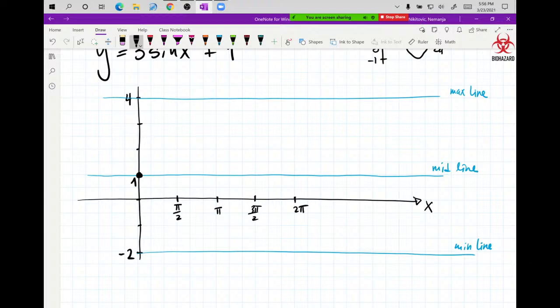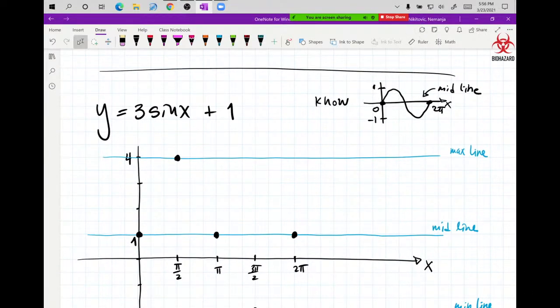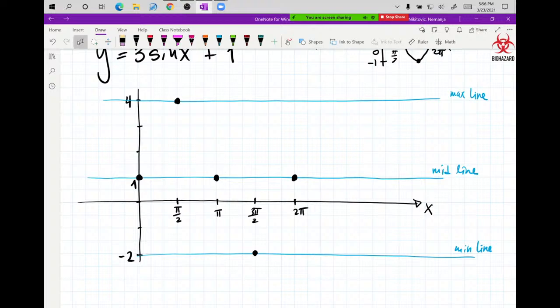And then pi over 2 for sine will have a maximum. Pi will have a 0. 3 pi over 2 will have a minimum. And 2 pi will have a 0. And you just need to connect the dots. How do I know these dots? Well, I memorized the original graph, right? Pi over 2 has a maximum, pi has a 0, 3 pi over 2 has a minimum, and 2 pi has a 0. Now, I can't draw those points on the black line because everything is shifted up 1 unit. So my good old pi, 0 is now actually pi, 1. It's just up 1 unit.